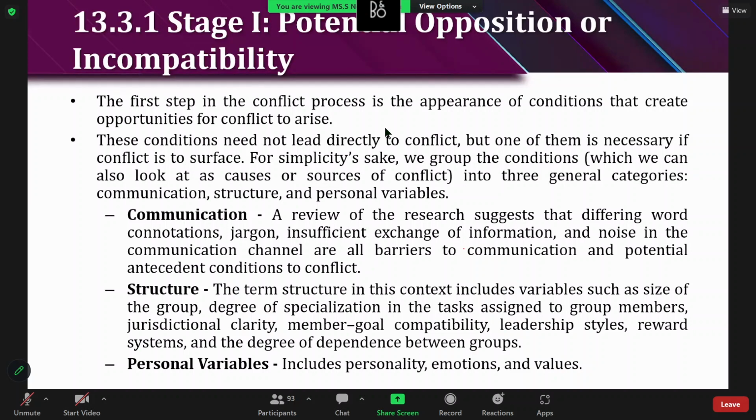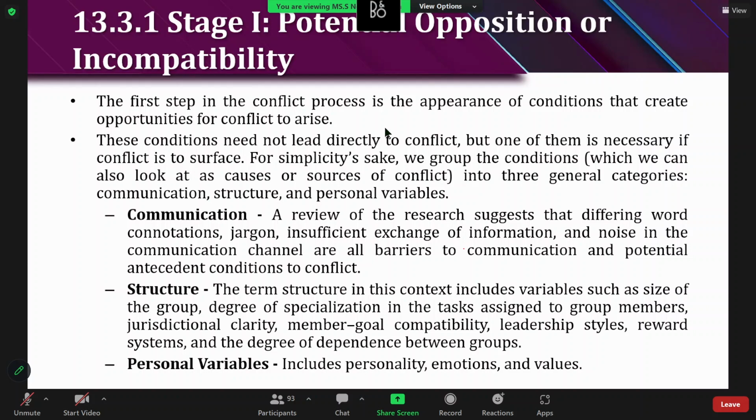So the second category, or second contingency, is structure. The term structure, in this context, includes variables like size of the group, degree of specialization in the tasks assigned to the group members, jurisdictional clarity, member goal compatibility, leadership styles, reward system, and the degree of dependence between the groups. So these can give another opportunity for the conflict to arise.